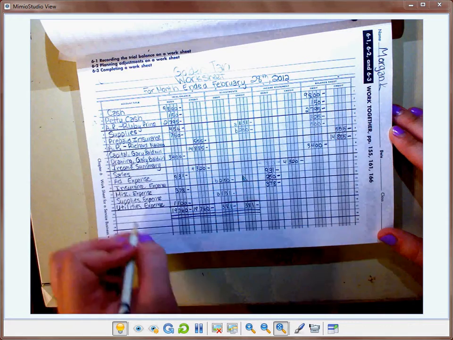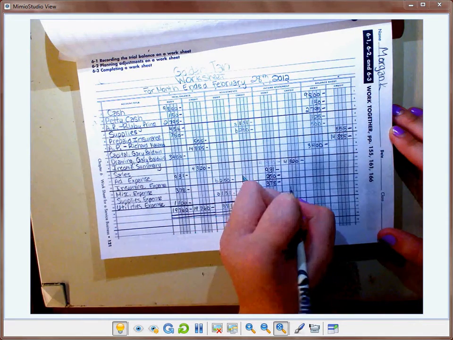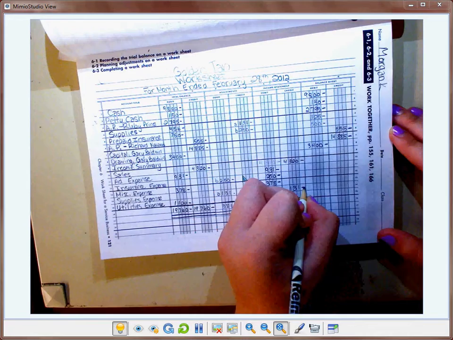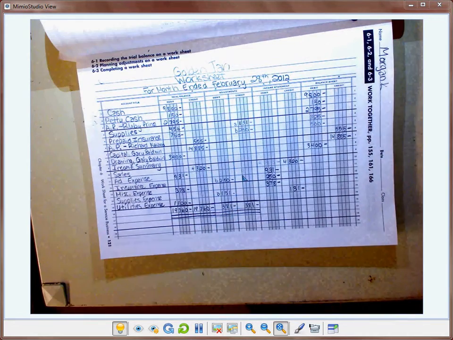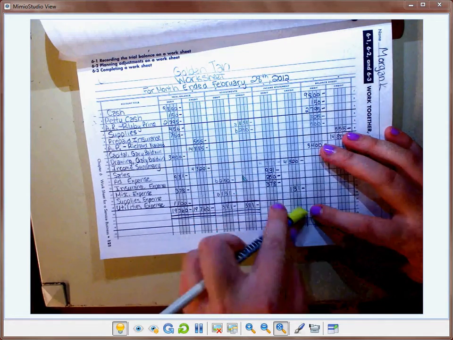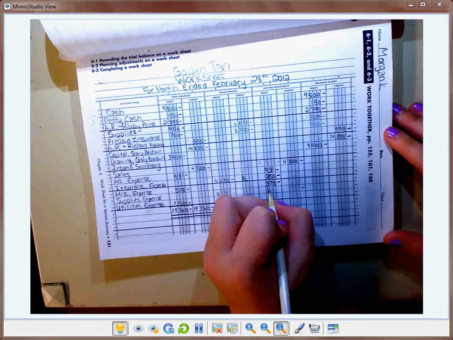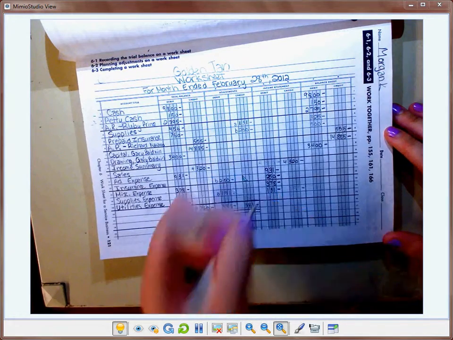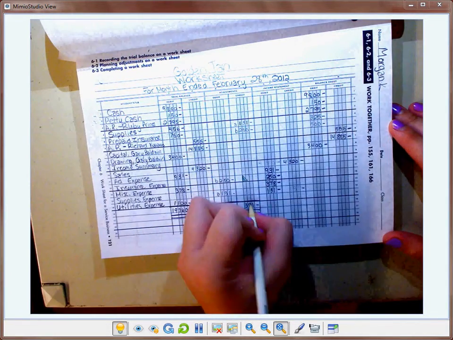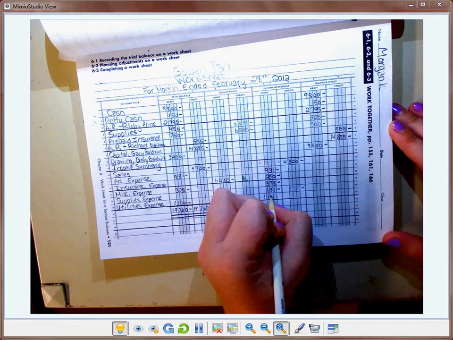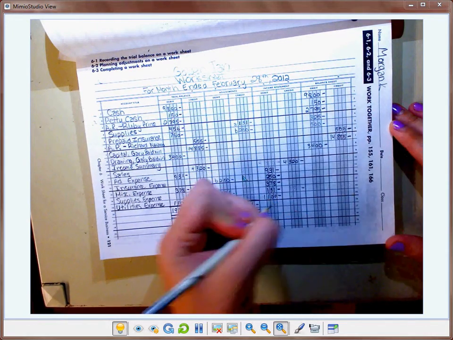And supplies expense is a debit of $131. We don't have to put that in the adjustment column. We only need the A and B in the adjustment column. And our last one, utilities expense, is a debit of $1,100.